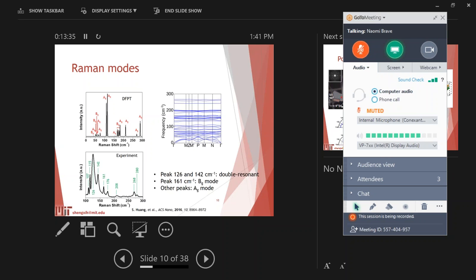And also we can see there is a peak at 161, and this is a BG mode, which has a different symmetry than all the other peaks, because all the other peaks we observe are AG modes. So from experiments and calculation, we can see all the 8 modes that we observe in the experiment can be predicted by the calculation.